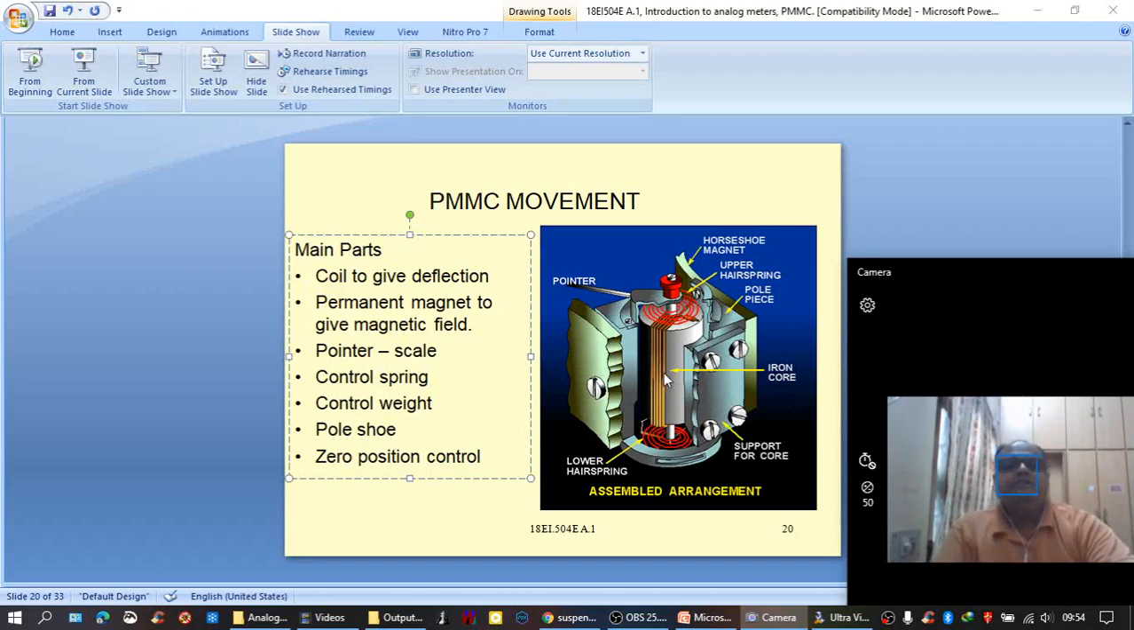In order to prevent that disturbing of the movable coil assembly, two control springs are placed here. One is on the top and one is at the bottom. And current flows through this coil through these control springs. Starts from here, either flows through the coil and comes out like this, or enters into the coil, moves in this direction, comes out from the upper control spring.